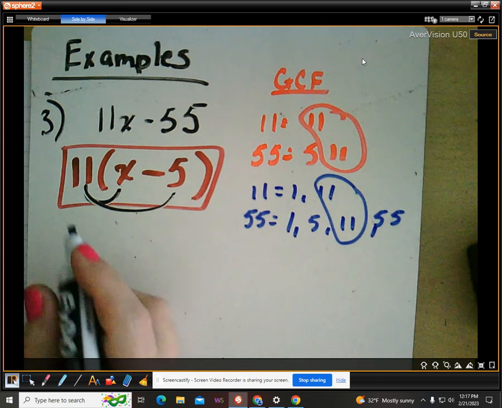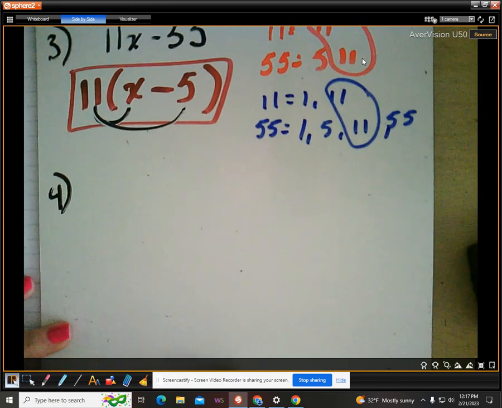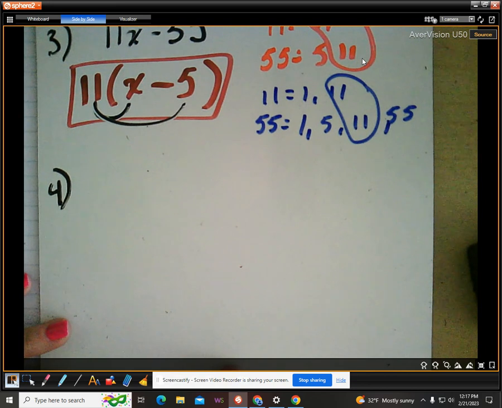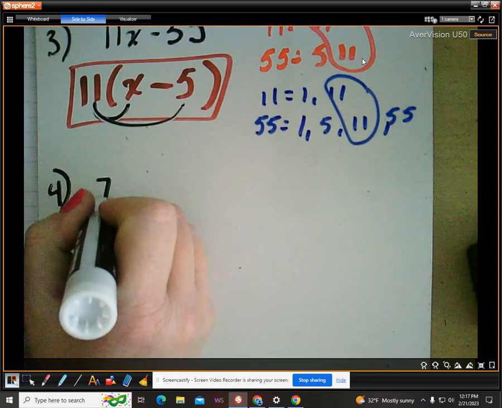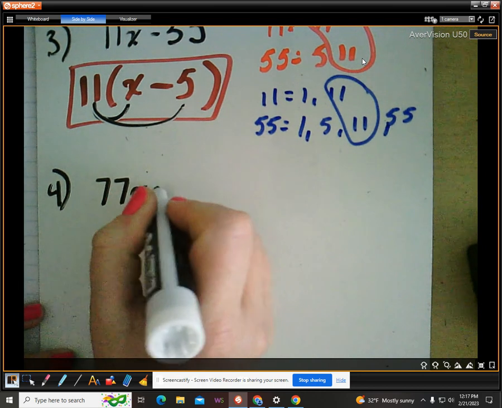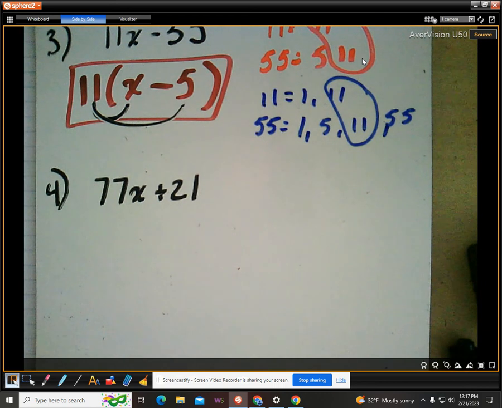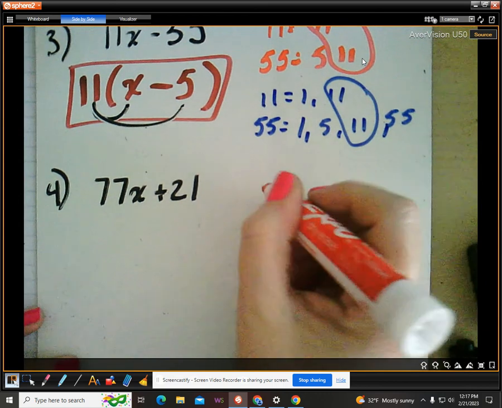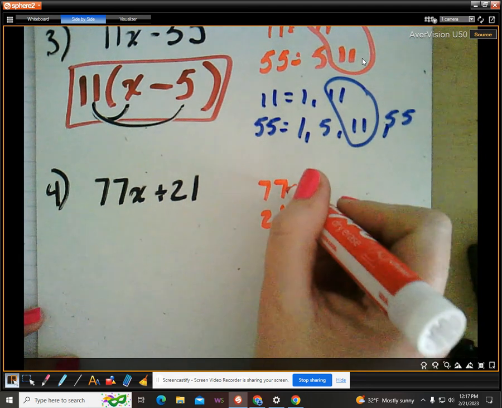And our last example. Another one algebraically. Let's do 77x plus 21. So again, whether it's algebraic or numeric, first thing you have to do is find your greatest common factor for the two numbers, 77 and 21. Okay.